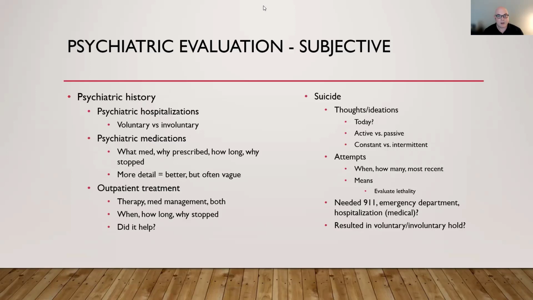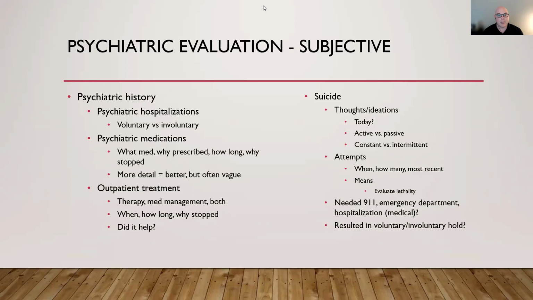If they did, how many times have they had each of those, especially if they attempted? How many times have they attempted suicide? When was the most recent? What were the means? You have to evaluate the lethality. Did they try to commit suicide by taking 10 ibuprofen? Or did they try to commit suicide by inflicting a gunshot wound on themselves? This is very important because this is definitely going to help you risk stratify this patient and figure out the best treatment for them.